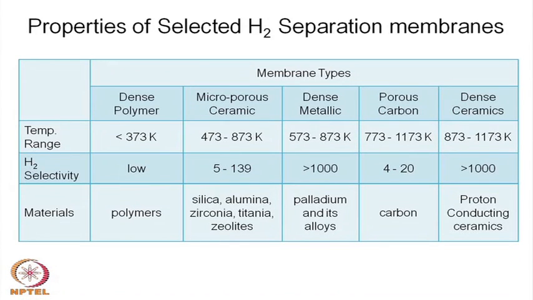Well, these are some of the comparison of some of the membranes, particularly for hydrogen separation. We have dense polymer membrane where there is a proton conductivity. So, we have seen Nafion, these are operated at a lower temperature. However, the hydrogen ion selectivity is relatively low, and these are basically polymer materials, dense polymers.